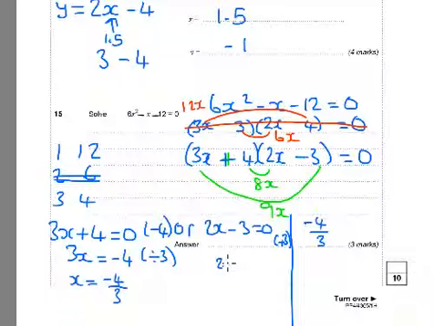So add on 3 gives me 2x equals 3. And then when I divide by 2, again I can just write over 2. I get 3 over 2. So one option is minus 4/3, and my other option is 3 over 2. They're my two answers.